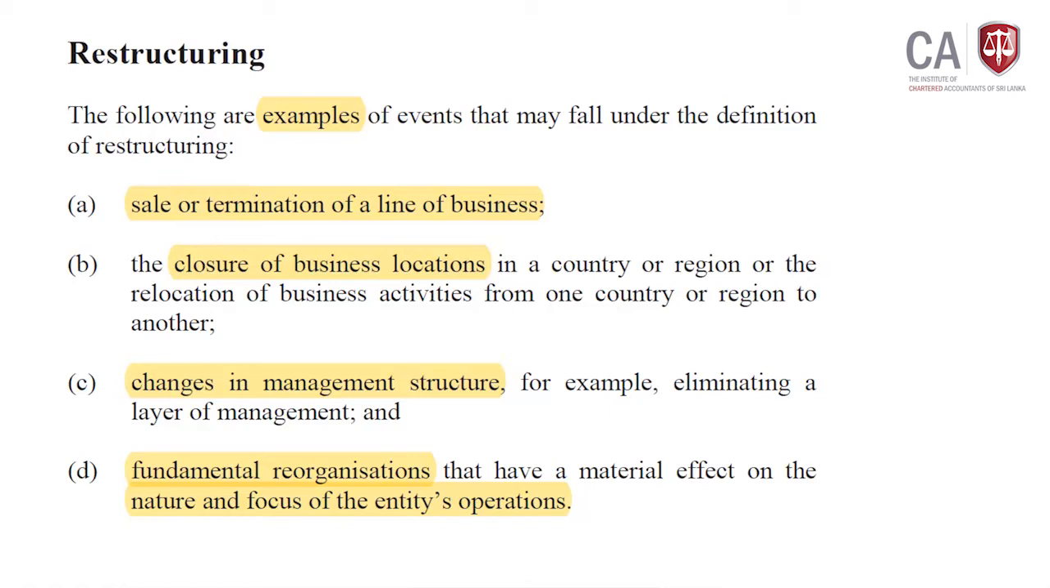Next one, fundamental reorganization that has a material effect on the nature or focus of the business operation. There is some fundamental reorganization. As a result of that, the nature and the focus of the operation has changed. If the nature of the business changes and the focus of the business also changes, that is what? Fundamental reorganization. That is also restructuring, right? Fine. So, those 4 are the examples of restructuring. If so, you can consider the cost related to this restructuring, as you can make provisions on behalf of this restructuring in short.